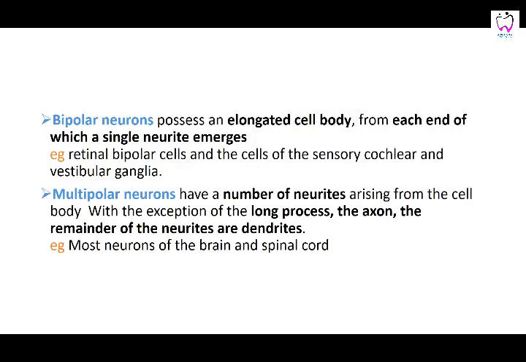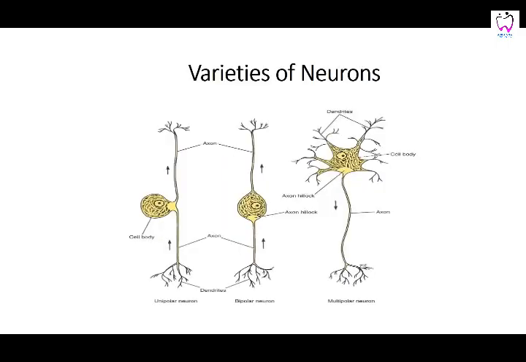Then you have the bipolar neurons. They possess an elongated cell body from each end of which a single neurite emerges. The retina is a very good example of this bipolar type. Multipolar neurons have many neurites arising, with many dendrites but just one axon, and the remainder are dendrites. Most of the CNS, that is the brain and the spinal cord, is of the multipolar type. So this is the unipolar or pseudo-unipolar, this is the bipolar, two processes are there, and then you have this multipolar.